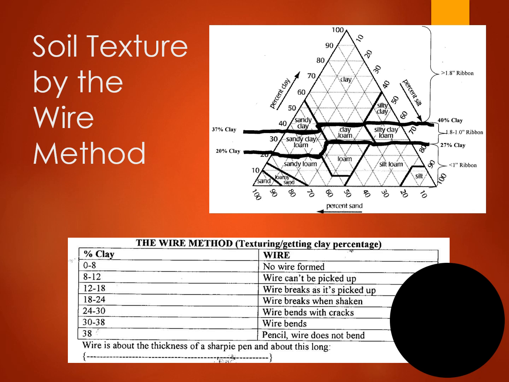Okay, so anyways, with our clay percentage, if we cannot form a wire at all, we're between 0 and 8% clay. If we can form a wire but it can't be picked up without falling apart, we're between 8 and 12% clay. If we can pick it up but it breaks during the process of picking it up, then we're between 12 and 18% clay. If we give it just a gentle shaking, then we're between 18 and 24% clay.